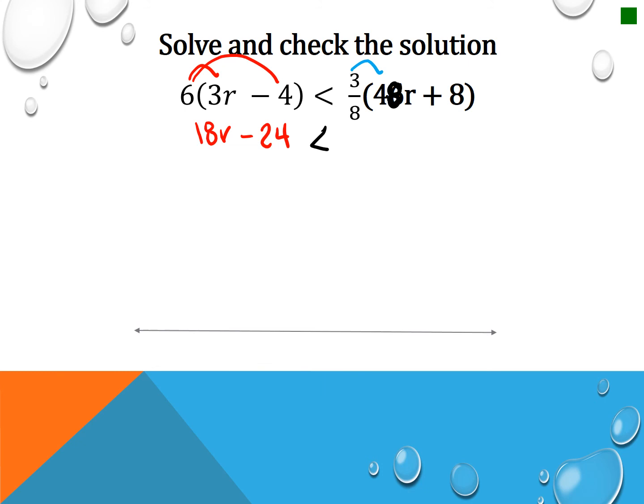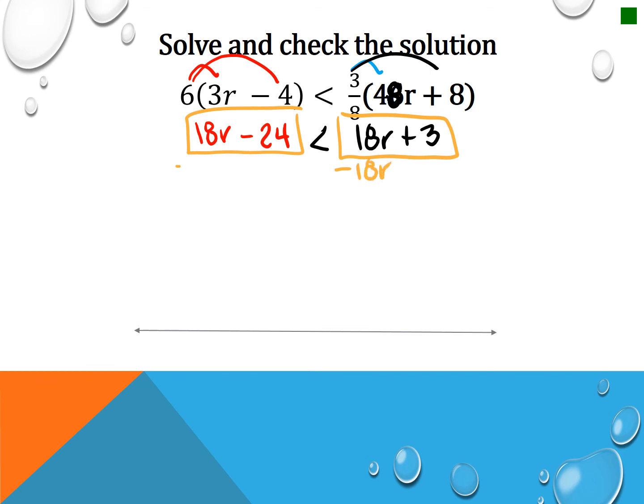I'm trying to do this on the calculator. Oh, it's so hard. I get 18R, and then 3/8 times 8 is plus 3. Now I'm down to a left side and a right side. They both have pluses, so I'm going to move the 18R by subtracting 18R.